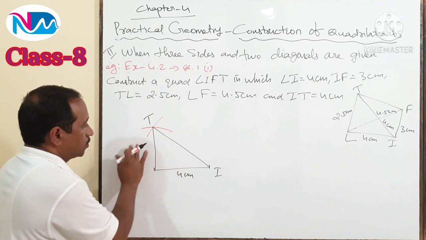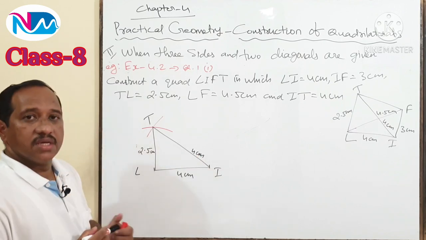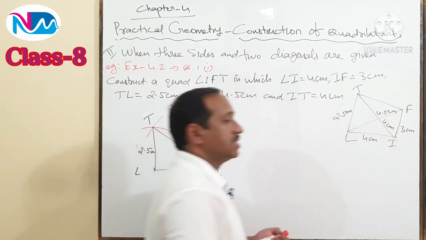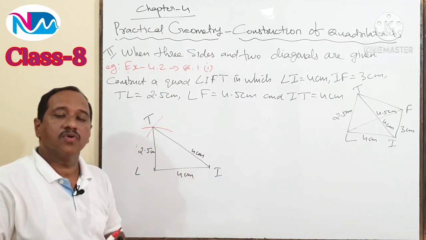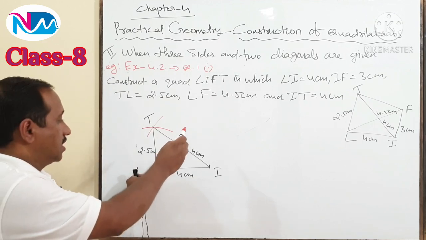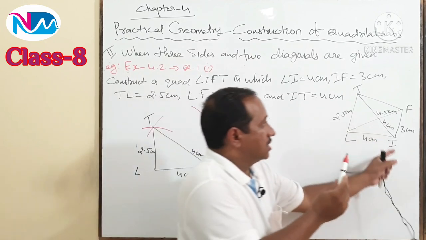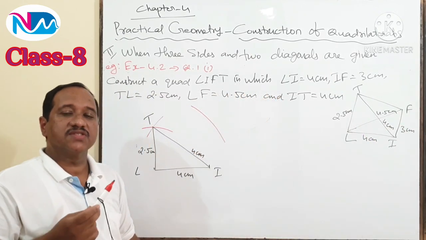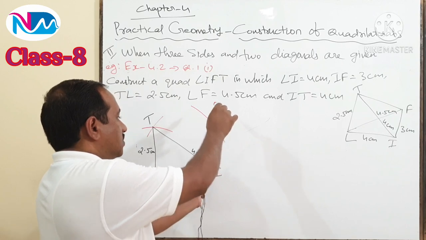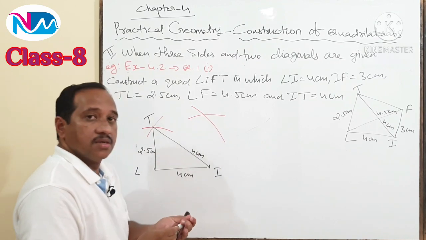Here it is 2.5 centimeter and this is 4 centimeter. The next step is to find the vertex F. For that, we are given the diagonal LF equal to 4.5 centimeter. Take 4.5 centimeter radius on the compass and draw an arc with L as center. So the radius of this arc is 4.5 centimeter. And the side IF is 3 centimeter. So take 3 centimeter radius on the compass and draw an arc with I as center, which will intersect this at some point like this. This is the vertex F.